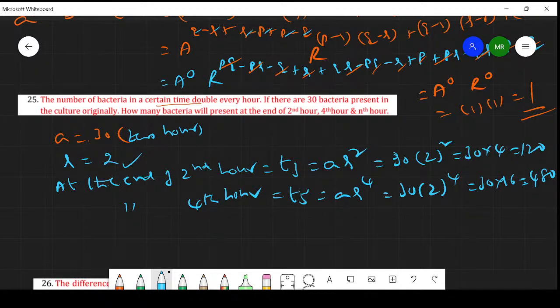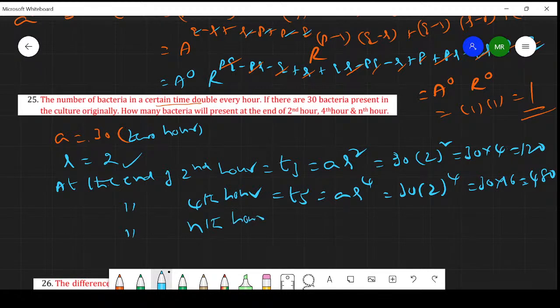Just apply common sense here, you can find this. They are asking about the bacteria increasing each hour. You can verify this. They are asking about the nth hour, at the end of nth hour.